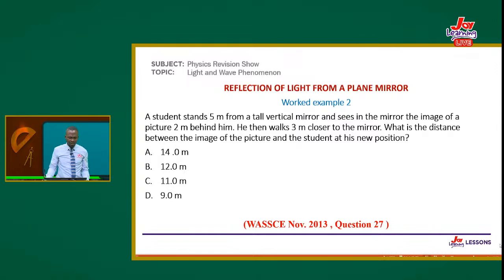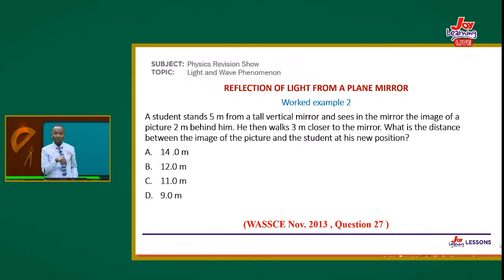2 meters behind him. So the student stands in front of the mirror, looking into the mirror. Then there is a picture behind him. So the student sees an image of the picture from the mirror. Good. He then walks 3 meters closer to the mirror. What is the distance between the image of the picture and the student at his new position?